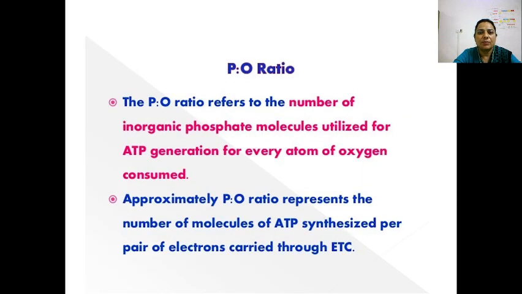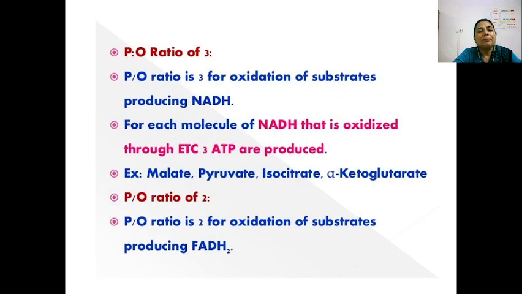The P/O ratio refers to the number of inorganic phosphate molecules utilized for ATP generation for every atom of oxygen consumed. Approximately, the P/O ratio represents the number of molecules of ATP synthesized per pair of electrons carried through the electron transport chain. P/O ratio of 3 is for the oxidation of substrates producing NADH. For each molecule of NADH that is oxidized through the electron transport chain, 3 ATPs are produced. Examples are malate, pyruvate, isocitrate and alpha ketoglutarate.